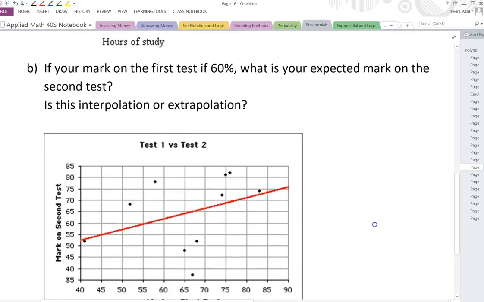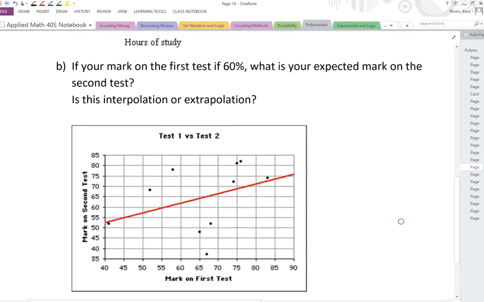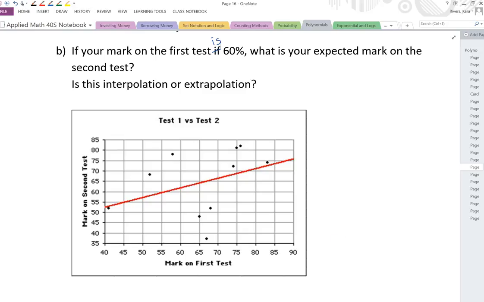It says, if your mark on the first test is 60%, it says if, that should say is, what is your expected mark on the second test? Well, using this graph, find 60% for your mark on your first test. That's here. What you're going to do, again, take your straight edge, draw a line up until you see where it hits the graph.